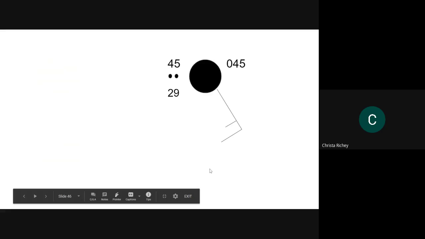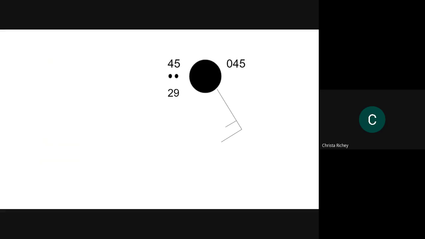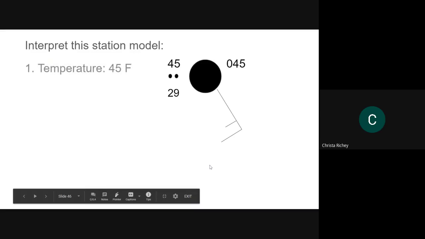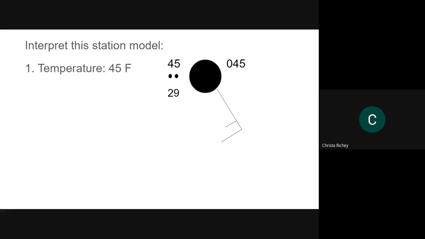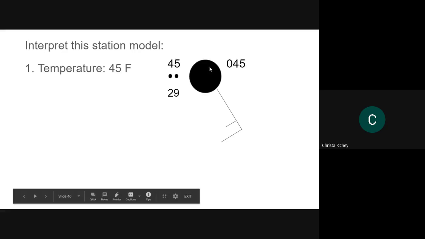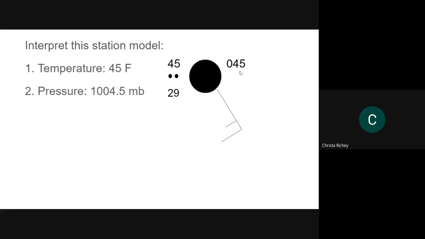We're going to analyze this guy. First thing it asks us is the temperature. What is the temperature on the station model? 45 degrees Fahrenheit. That is correct. Next thing it wants to know is the pressure. What's the pressure? No, not the pressure, the dew point's 29. For the pressure, you are going to put a 10 in front of this, and then a decimal between the 4 and the 5. The pressure is 1004.5 millibars.